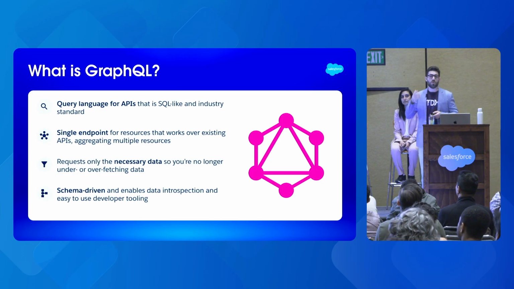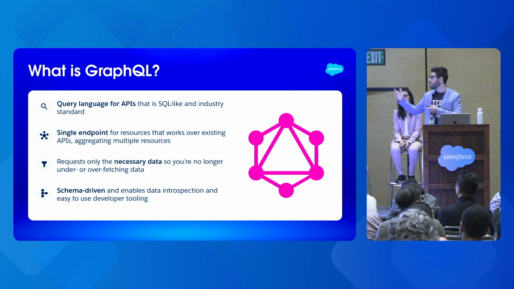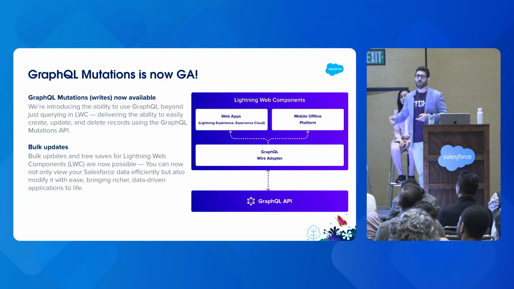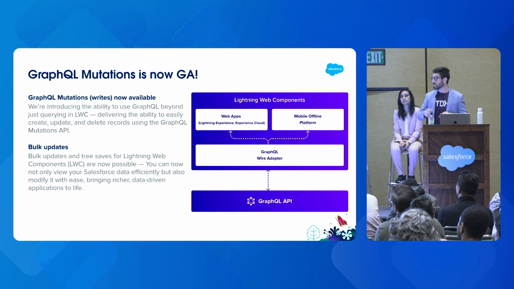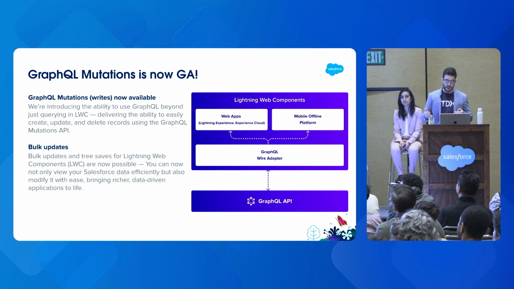Further, if you don't know what record IDs you need, you don't need to write a SOQL query and get those record IDs. You can just make a GraphQL query: give me all of my accounts above $100,000, and boom, you'll get back that data. Makes it a lot easier. But what we were missing were GraphQL mutations. And I'm super excited to announce that in the summer release, GraphQL mutations are finally GA. So now, with our GraphQL wire adapter, we can not just read GraphQL, but we can create, update, and delete records. And we even have bulk updates.